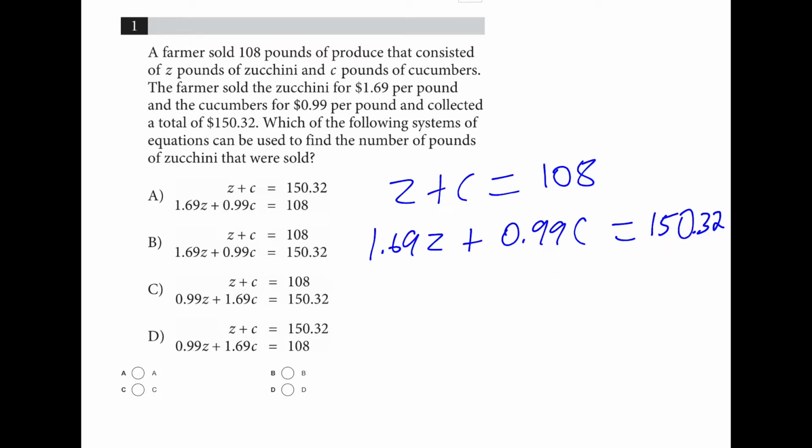If you did this one step at a time, you'd be able to rule out the z plus c. The totals were wrong for a and d. And then if you look at the other equation, they just mix up which variable goes with which letter. So b had it right.